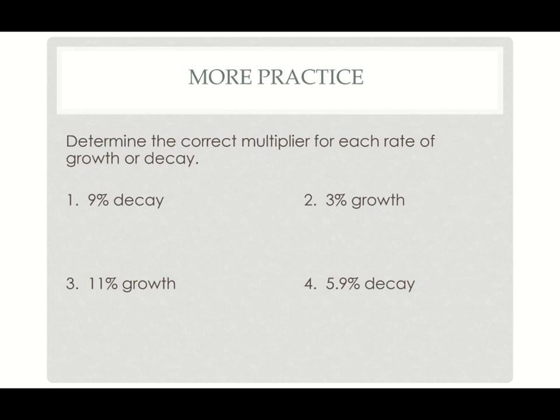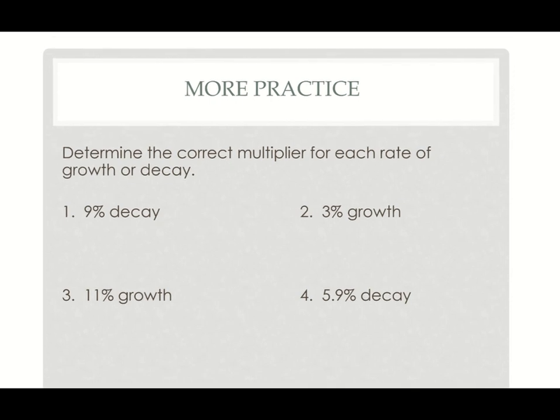Now we want to determine the correct multiplier for each rate of growth or decay. So if we're given decay, we're subtracting from 100, growth we're adding. So for number 1, I have 9% decay. So I'm going to take 100, subtract 9, and I would get 91. And if I turn that into a decimal, my multiplier would be 0.91.